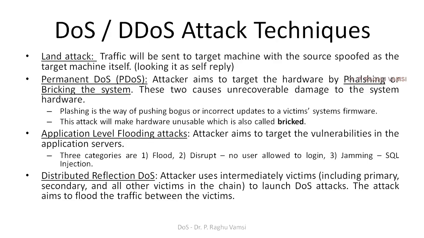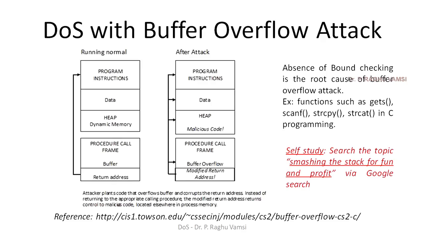Next one is the distributed reflection DoS. This is also a kind of denial of service, in which the intermediate network devices from the source to destination will be used to perform a vigorous denial of service attack. And among these denial of service attacks, one of the powerful attacks possible with the help of identifying vulnerabilities in the software is the buffer overflow attack. Buffer overflow is nothing but the memory being overfilled and the attack being performed.